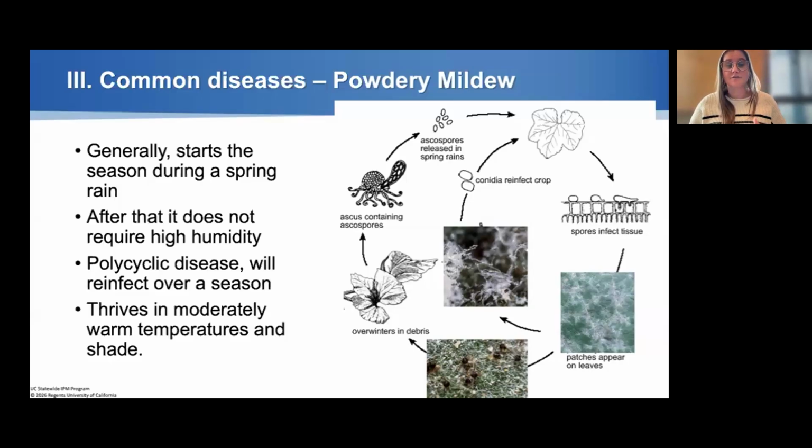Now, this fungus does thrive in moderate temperatures, and so when it gets excessively hot in our summers, this tends to back off and not be as big of an issue, unless the plant has a lot of shade, because then it can continue growing. So this fungus thrives in warm temperatures, generally with shade.